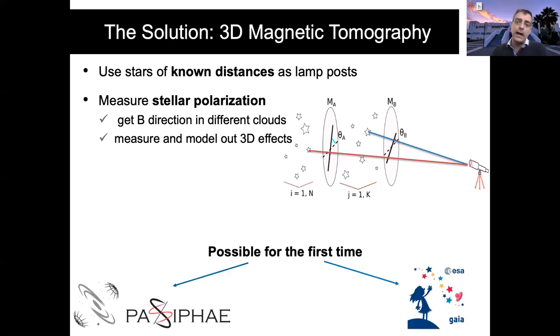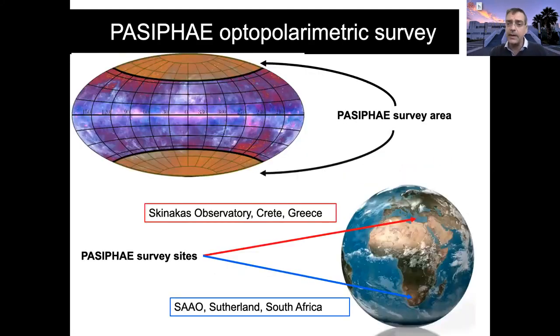And actually, this is now doable. It's possible because of Gaia, basically, right? And PASIPHAE. ESA's Gaia mission has delivered reliable parallaxes for over 1 billion stars, and PASIPHAE will deliver the necessary polarization measurements. And for the first time, we'll be able to construct a tomographic map of the galactic magnetic field direction. The PASIPHAE survey will cover the high galactic latitudes that CMB polarization experiments target.